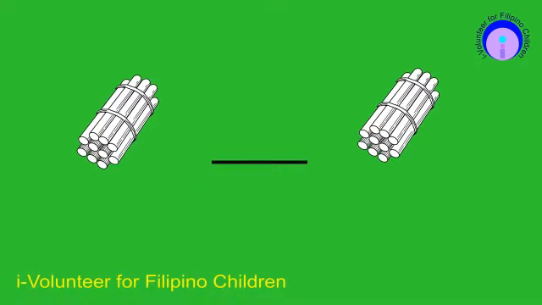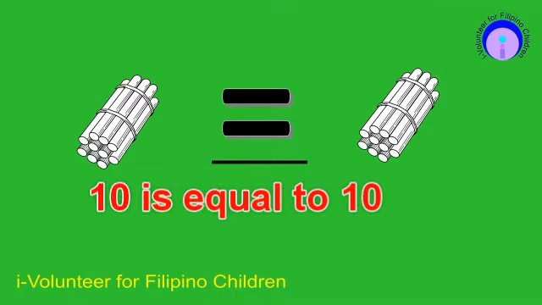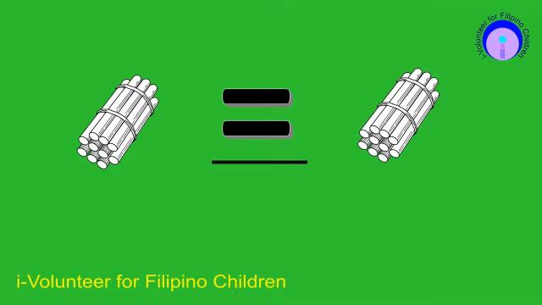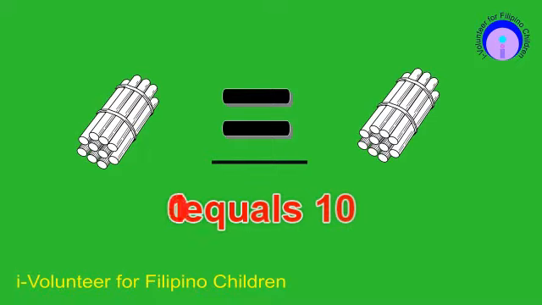Which symbol are we going to use on these two groups of sticks? There you have it. This is the equal sign. This is then read as 10 is equal to 10, or it can be read as 10 equals 10.